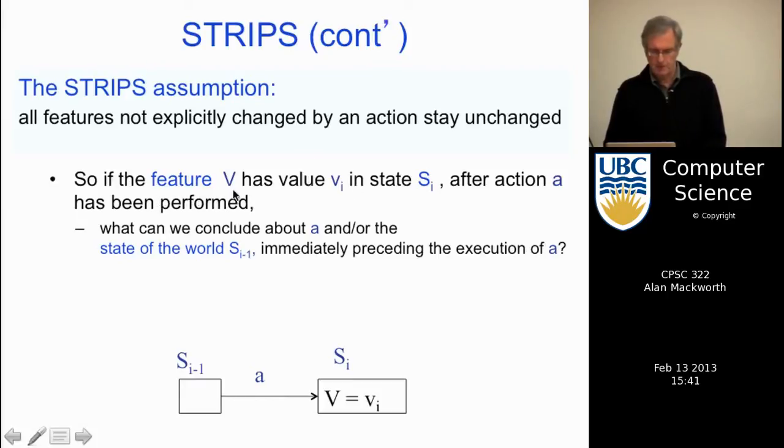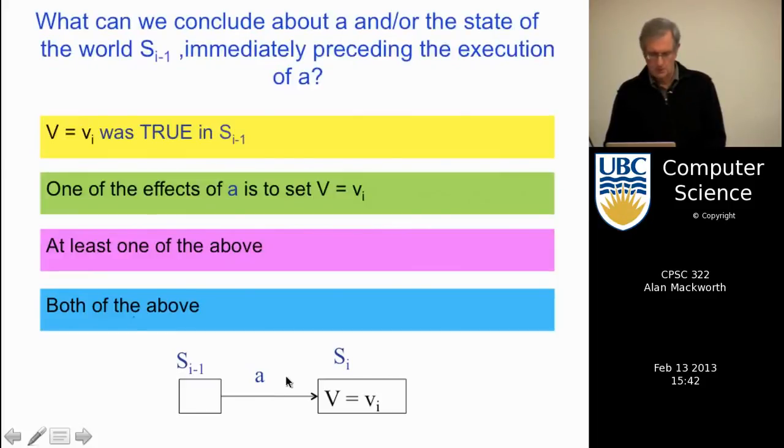So if some feature V has value VI in state SI after action A, so we show that down here, we've performed this action A, we arrive in state SI where V has the value VI. What can we back infer about A and/or the state of the world, SI minus 1, immediately preceding the execution of A? What are the preconditions? What can we say about this action or the state of this world, those things together? That's the question for you. Think about it.